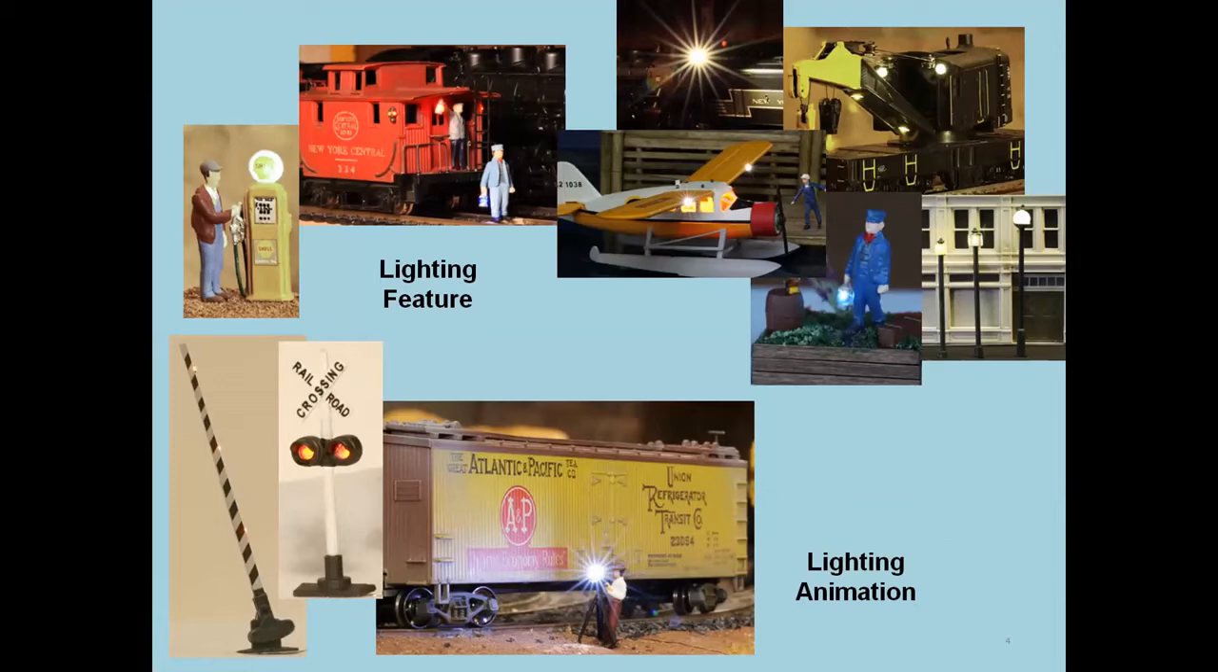Anyway, I'm trying to get to the distinction between a lighting feature where you have a light that turns on and off, regardless of how small it is, and something where it gives you the impression of life. It gives you the impression of movement, or it gives you the impression or the implication that something else is going on. So all of these lighting effects up here are simply ones that you turn on and off.